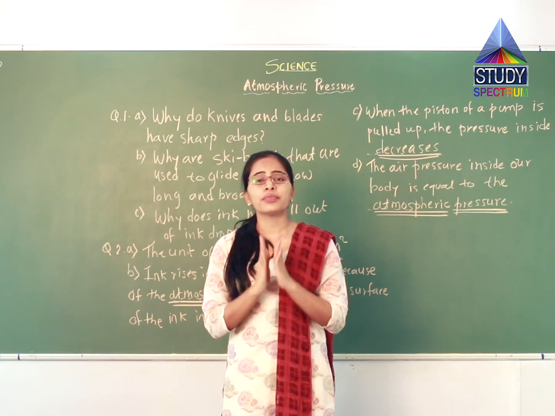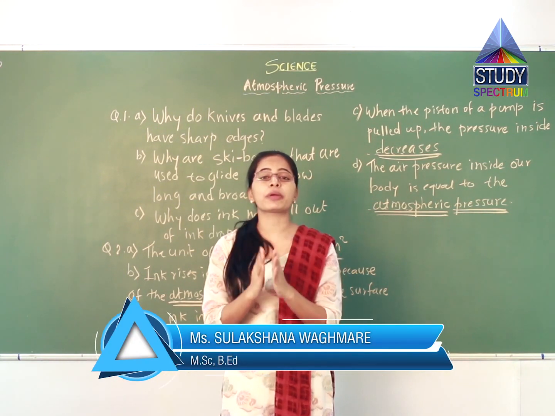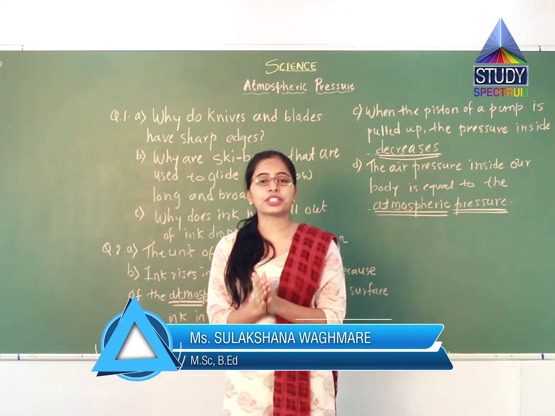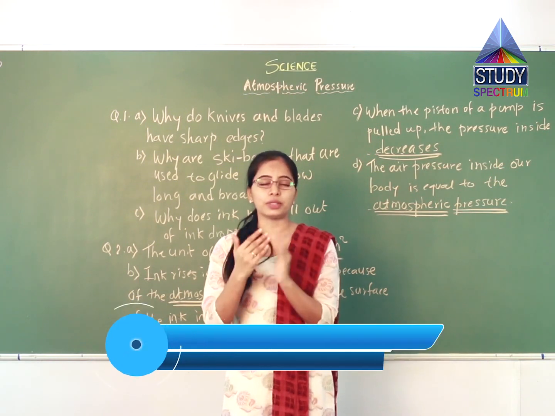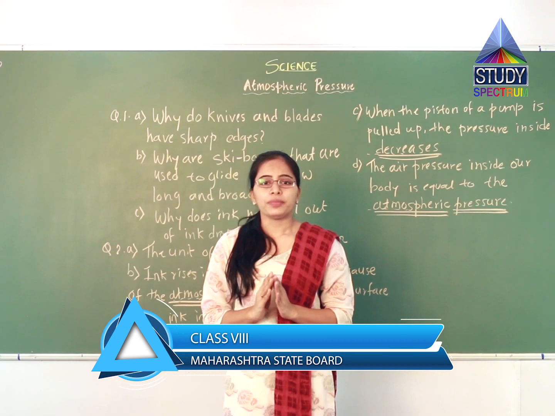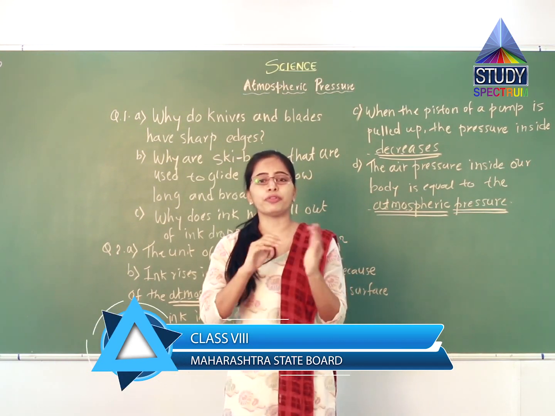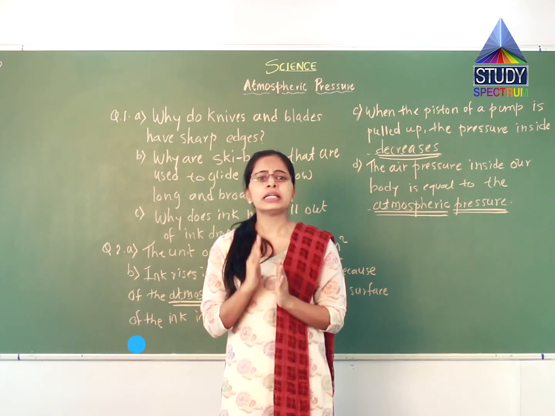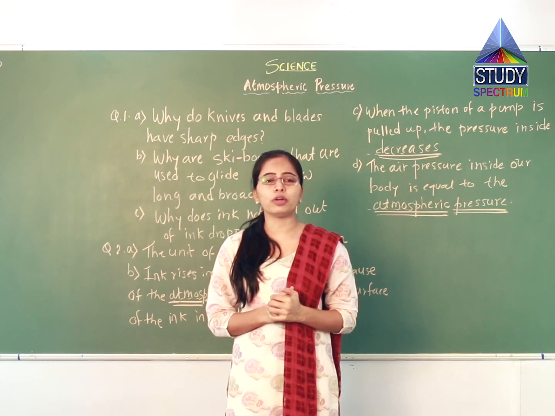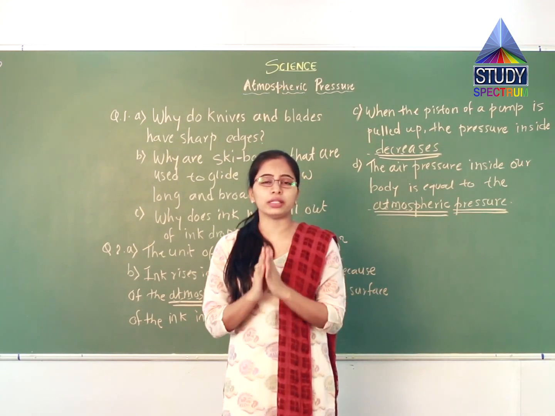Then the next question is, what is the difference between an ink dropper and a spray pump? Now this is a longer answer. I will dictate the points to you one by one. In the ink dropper, the rubber bulb is used to reduce the inner pressure before filling the ink in the dropper. In the spray pump, the piston is moved towards the opening of the tube to reduce the inner pressure before filling the water in the pump.